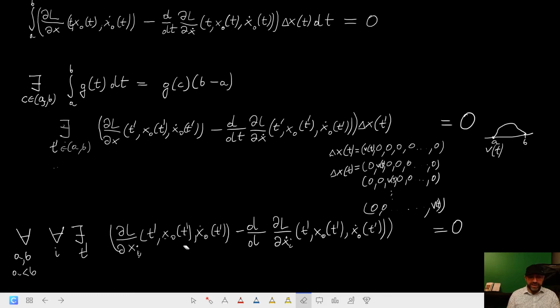Okay, our little problem is that t prime is different for each coordinate. How will we deal with that? Well, we can request that b converges to a.